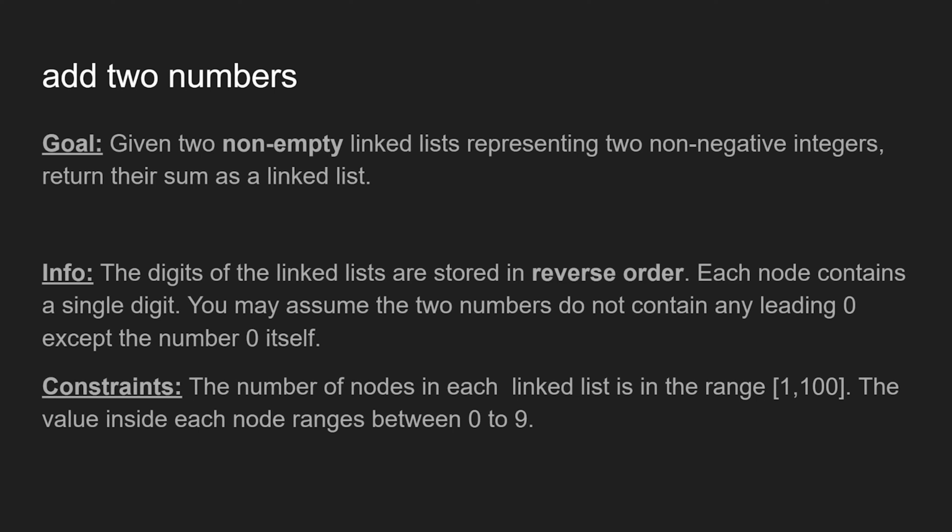Some additional information that they give is that the linked lists are stored in reverse order. So the first node would have the ones place, the second node has the tens, and so on. And there are no leading zeros, so the last number will never be 0 unless the number is 0 itself in full.